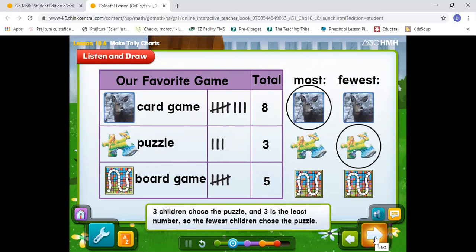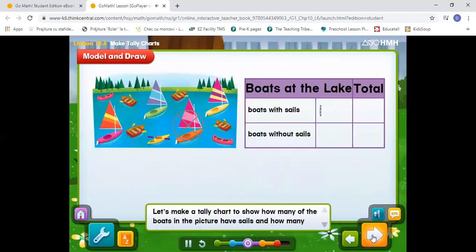Now we will see, also follow my mouse here, how we can work with these videos you receive every day on Edmodo posts for math. So here is the next step, the highlighted arrow, we press it. Let's make a tally chart to show how many of the boats in the picture have sails and how many don't have sails. You can put a tally mark in the first row of the chart for each boat with a sail. Then cross out the boats with sails after you make each tally mark.